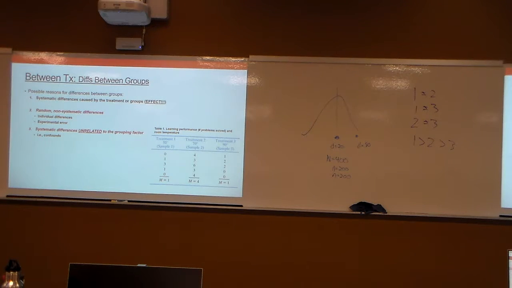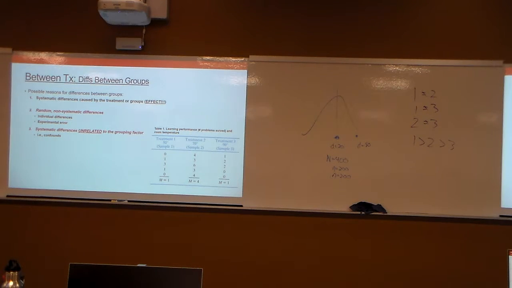Randomization only works with larger numbers. With small samples, it's very likely that treatment 1 is just all men, and just truly randomly, all men got randomized there, right? So we can see random non-systematic differences due to our randomization procedure, individual differences, experimental error, right?